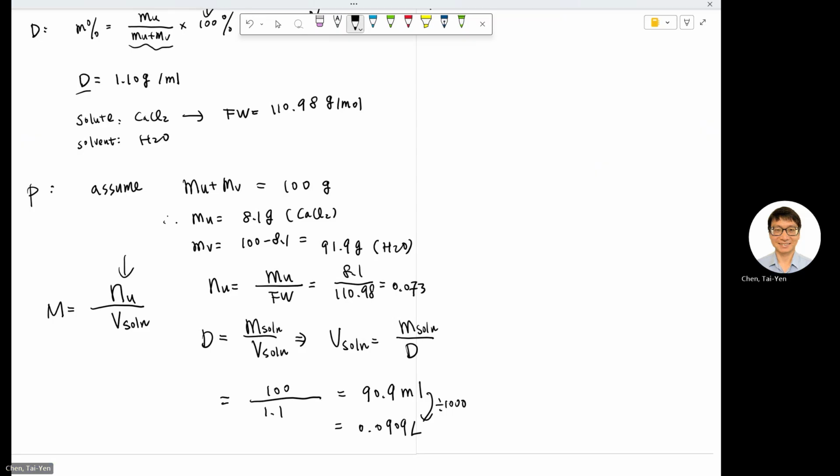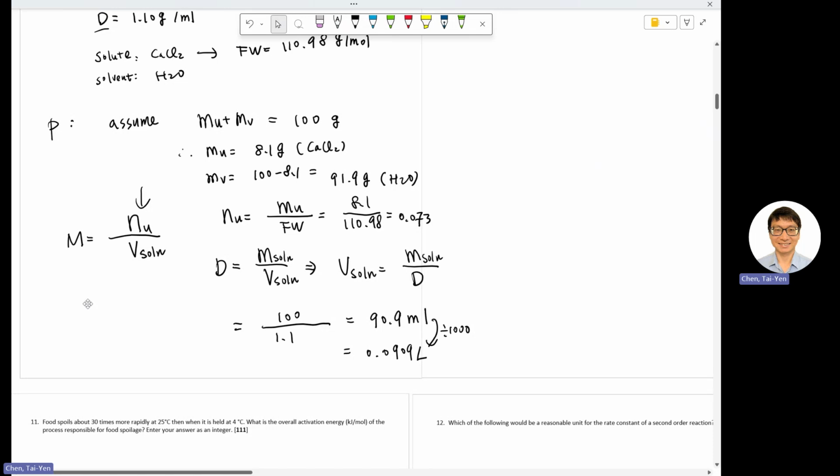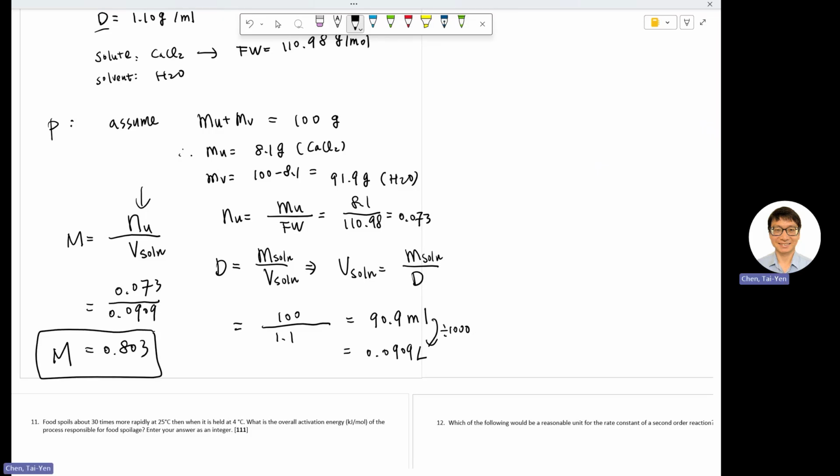Okay, so once you have all this information, then you just plug this in. So you have 0.073 divided by 0.0909. Then you can get your molarity equals 0.803. Okay, so that's how you get to the answer.